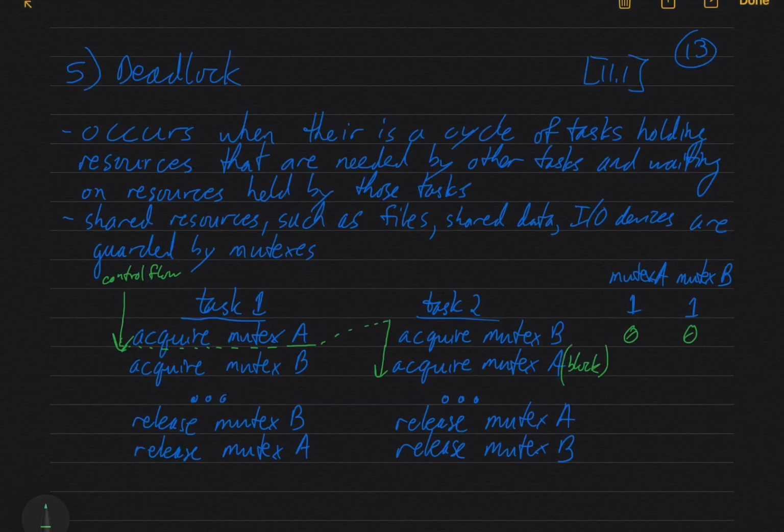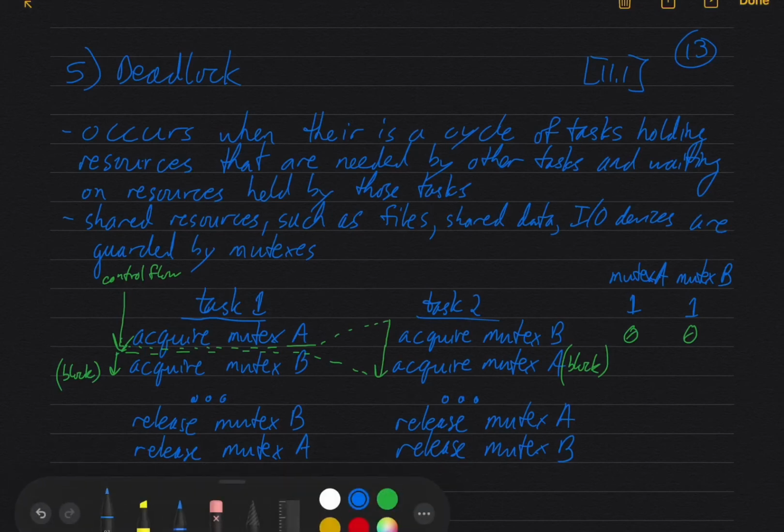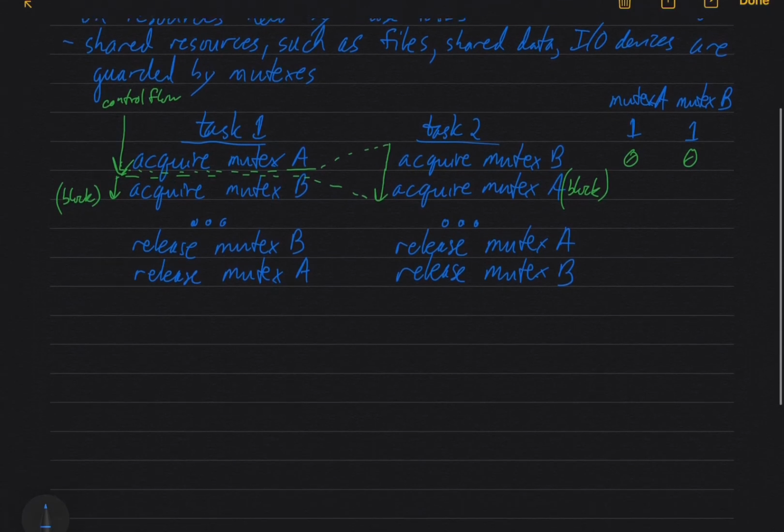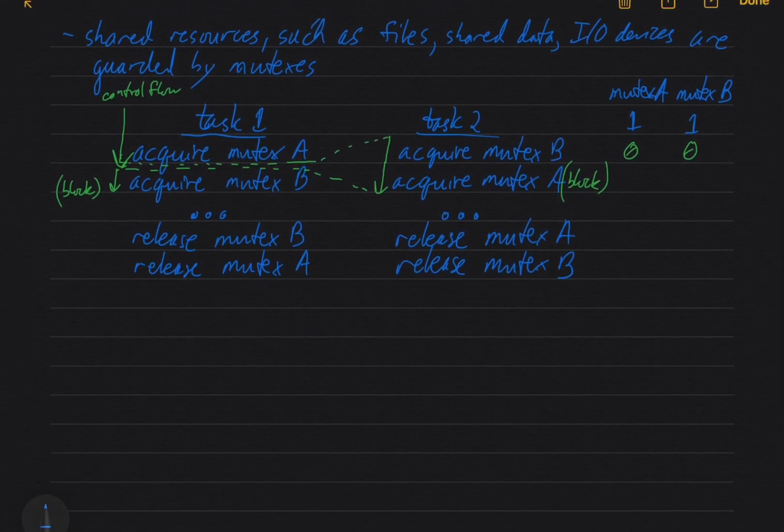So since it's blocked, execution can go back to task 1. And task 1 will try to acquire mutex B. And it's going to block because mutex B has already been acquired. So they're both blocked. They're both holding something that the other wants and waiting on what the other has. So it's a very simple example of deadlock. And unless you've used a timeout when you try to acquire the second mutex, you're going to be waiting forever. So they'll never unblock.